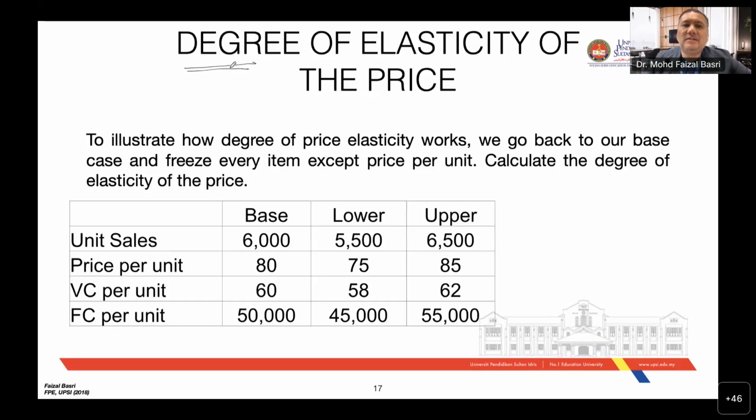So we're going to measure the changes, and another thing, we're going to look at the percentage. If we did the sensitivity just now, we saw the changes in ringgit terms. A change in 1 unit, how much it changed the NPV or even the OCF, for example. But for degree of elasticity, we want to see the changes in terms of the percentage. Again, similar to sensitivity.